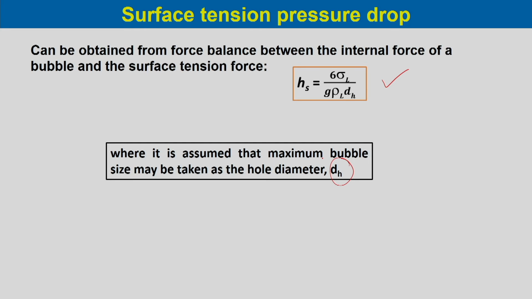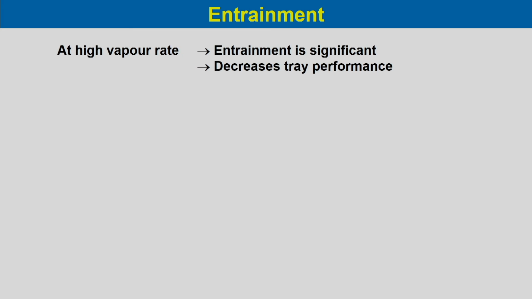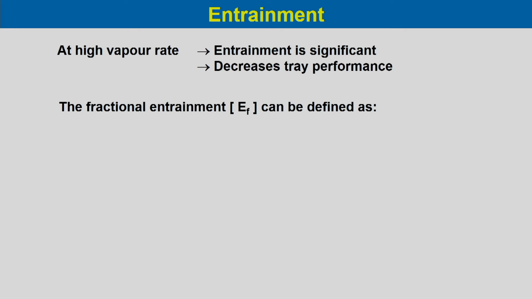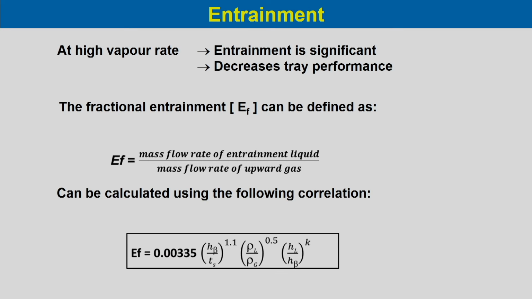So, these are the assumptions if you wanted to calculate the pressure drop due to surface tension force, where we consider dH as the maximum bubble diameter which can be achieved. Now, at very high vapor rate, entrainment is significant, that we know, so it decreases tray performance. The fractional entrainment EF can be defined as the mass flow rate of the entrained liquid divided by the mass flow rate of upward gas. So, it can be calculated using the correlation.